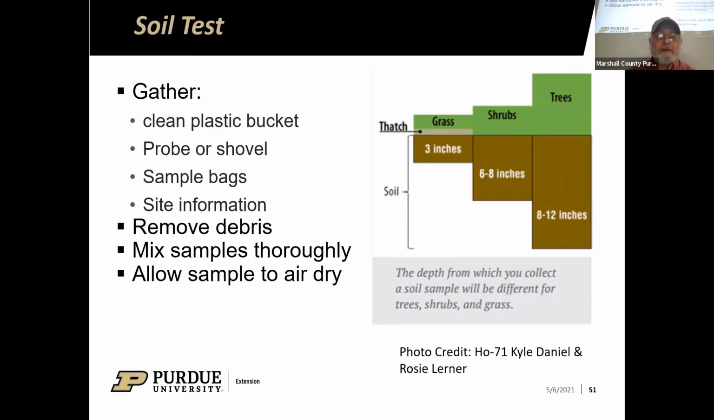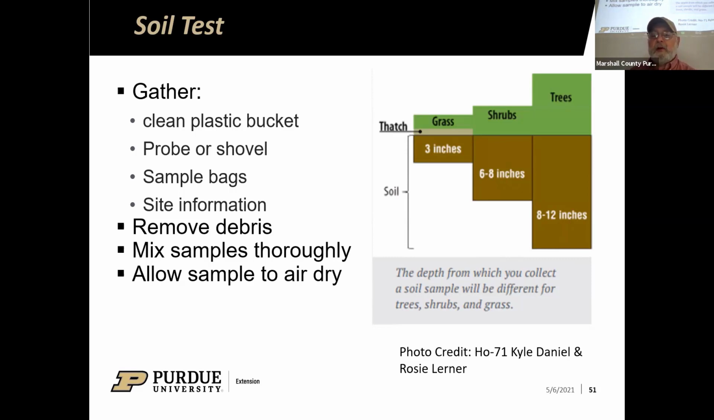Now, if I'm testing for grass, I only go down 3 inches deep for 2 reasons. One, the roots tend to be mainly in the upper 3 inches. Hopefully we mow our grass properly so they're deeper than that. But the other reason is because we're not going to till it in. So when we apply fertilizer, it's going to impact that upper 3 inches, and we're really not going to have much impact on the lower soil.